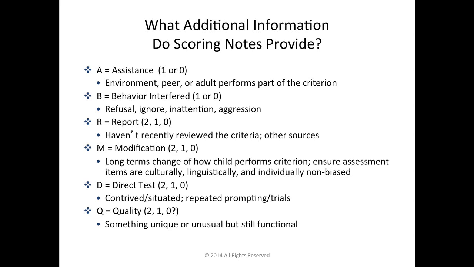And same with direct test, it's not that prevalent. We don't use it that often if we're using the AEPS according to how it's to be done, which is through observation, through play, through ongoing interactions. We shouldn't have to do these repeated trials and prompts. However, if we do have something where it's a direct test, particularly if we're using the AEPS during, let's say, the eligibility process, we may want to make a notation so that if the child's performance looks different later when it's in a more authentic situation, we understand why there's a difference in scoring.